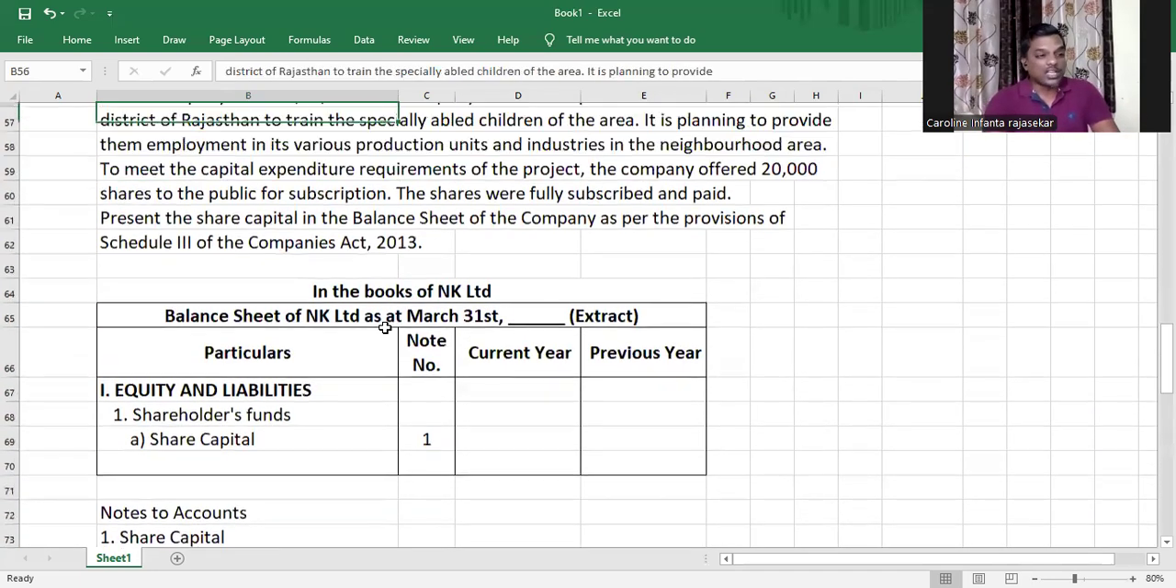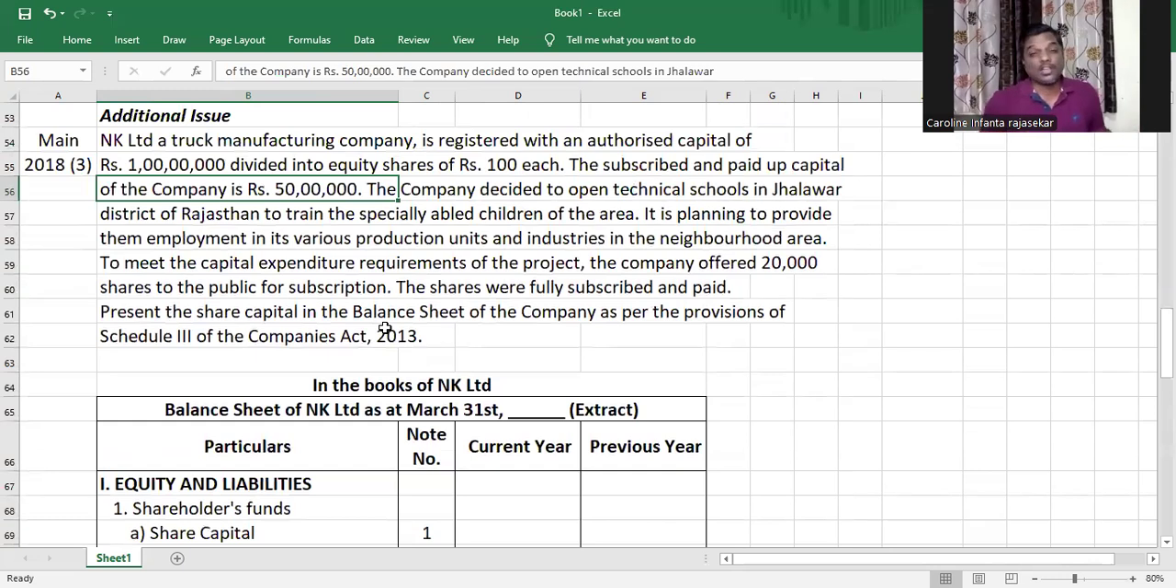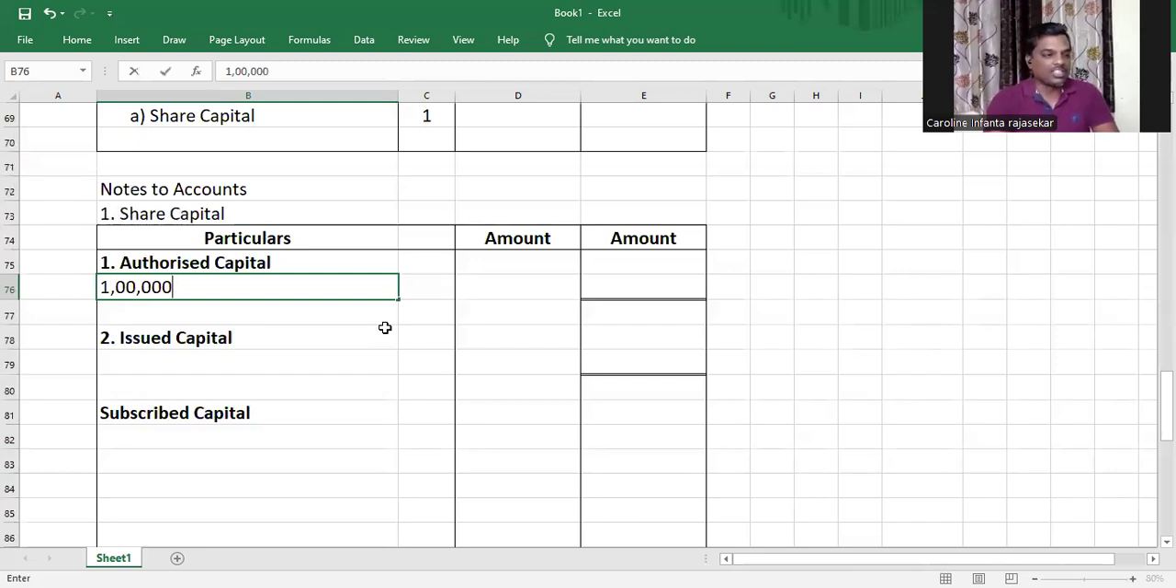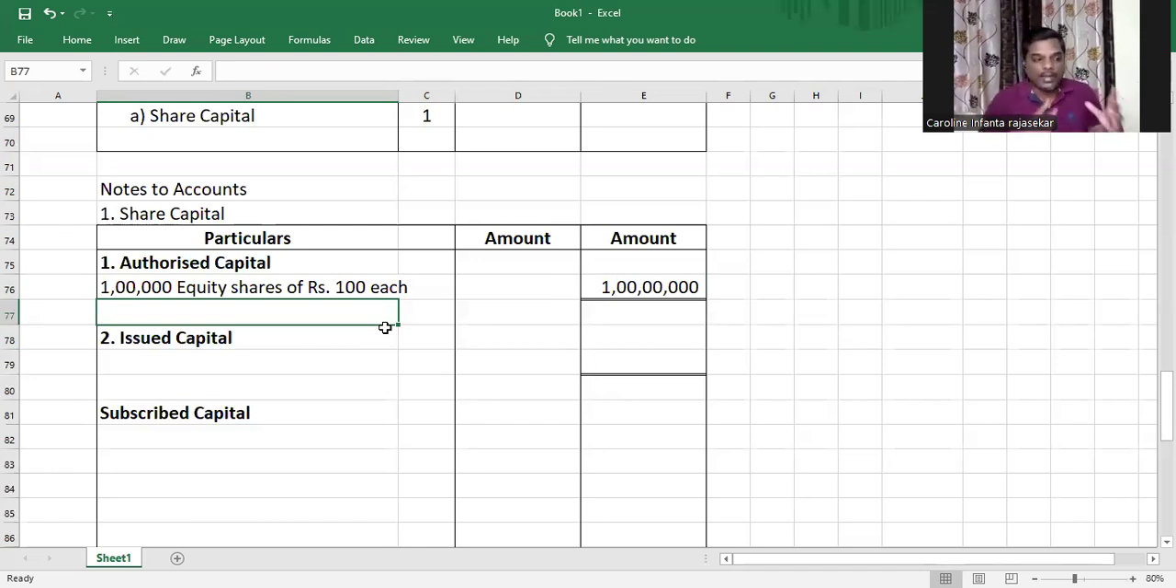Understood? Now, where is the challenge, my dear children? Let's first fill in authorized capital. Authorized capital, as you all can clearly see, is 1 crore. Right here, the company is registered with an authorized capital of 1 crore divided into equity shares of 100 each. So how many shares are there, my dear children? 1 crore rupees divided by 100 will give you 1 lakh. Am I right or not? You just write that here: 1 lakh equity shares of rupees 100 each. And then write the authorized capital amount here and do a double underline, signifying the fact that I'm not going to add it up in this share capital schedule anymore, and move on.